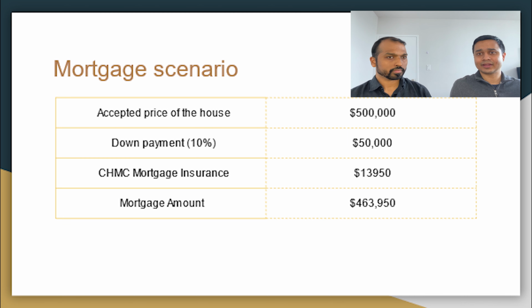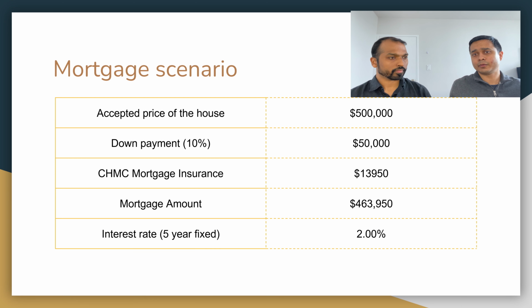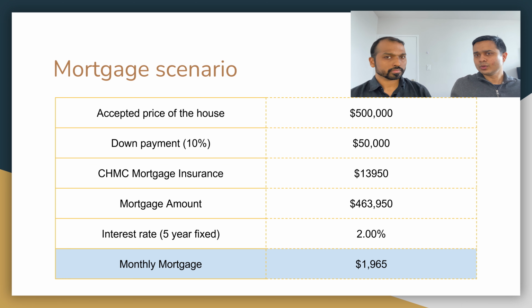So let's just assume that you were able to get a mortgage rate of 2% and you went ahead with a 5-year fixed term, which means that your outflows over the period of next 5 years from a mortgage perspective is pretty constant and there would be no changes. So your net monthly outflow to the mortgage company in this case will work out to be $1,965. There are two other costs to consider as far as your monthly outflow is concerned.